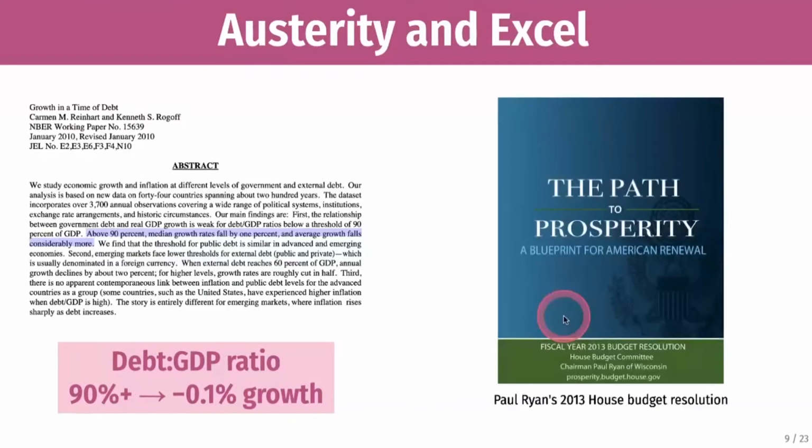For instance, this is the 2013 GOP House Budget Resolution written by Paul Ryan. He cites Reinhart and Rogoff here, saying we need to decrease national debt because if we have too high of a debt to GDP ratio, then we'll have negative economic growth. We don't want to do that. And so places like Greece and Ireland instituted austerity measures to help reduce national debt so that they can follow Reinhart and Rogoff here. So there were actual policy implications because of this research.